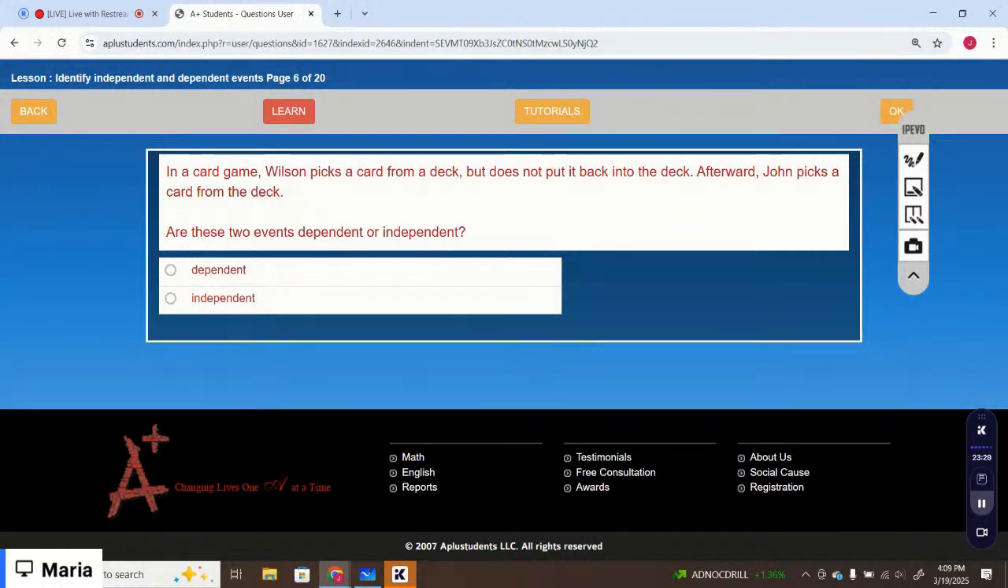In a card game, Wilson picks a card from a deck, but does not put it back into the deck. Afterward, John picks a card from the deck. Are these two events independent or dependent? Because he didn't put the card back, they are dependent events. Option number one is the correct option.